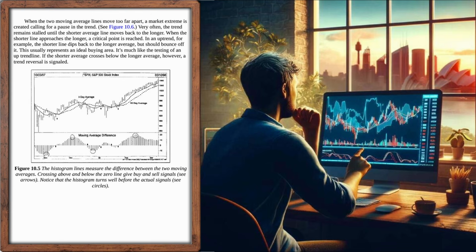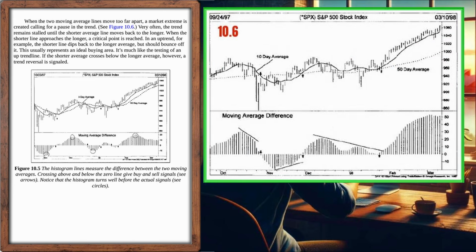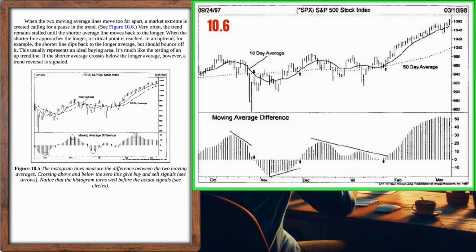When the two moving average lines move too far apart, a market extreme is created, calling for a pause in the trend. See figure 10.6. Very often, the trend remains stalled until the shorter average line moves back to the longer. When the shorter line approaches the longer, a critical point is reached. In an uptrend, for example, the shorter line dips back to the longer average, but should bounce off it. This usually represents an ideal buying area. It's much like the testing of an uptrend line.